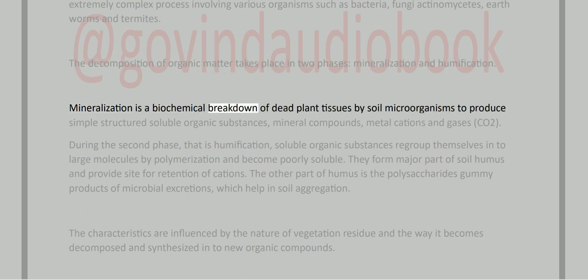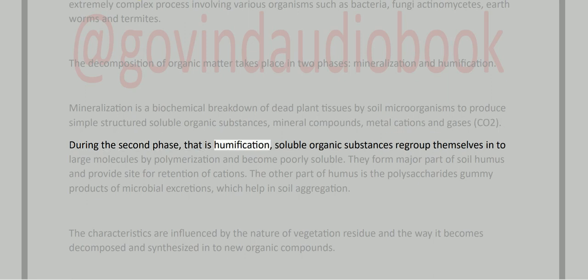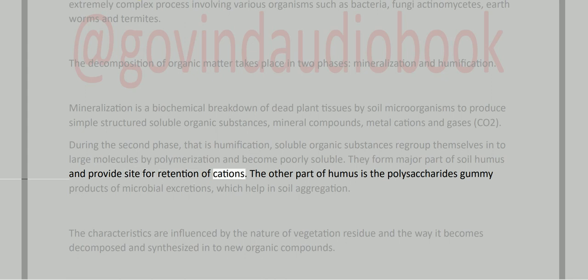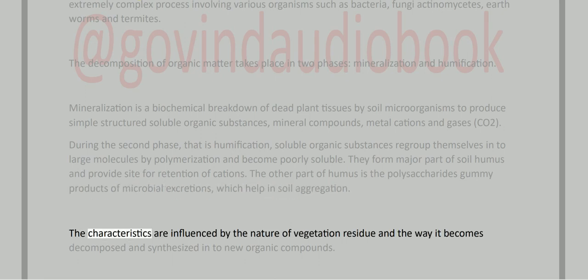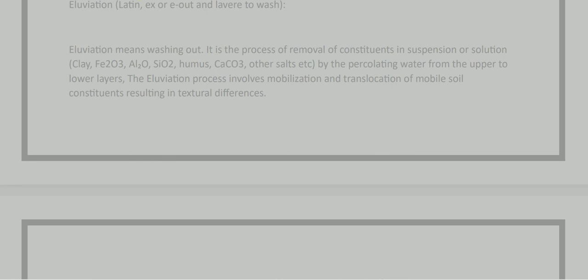Mineralization is a biochemical breakdown of dead plant tissues by soil microorganisms to produce simple structured soluble organic substances, mineral compounds, metal cations and gases, CO2. During the second phase, that is humification, soluble organic substances regroup themselves into large molecules by polymerization and become poorly soluble. They form a major part of soil humus and provide sites for retention of cations. The other part of humus is the polysaccharide gummy products of microbial excretions, which help in soil aggregation. The characteristics are influenced by the nature of vegetation residue and the way it becomes decomposed and synthesized into new organic compounds.